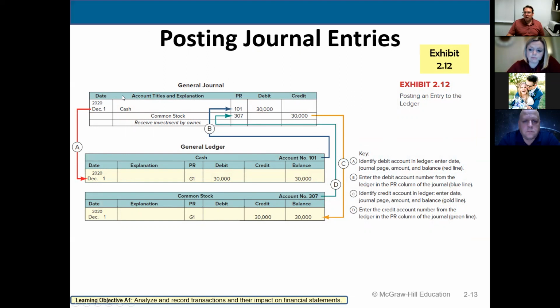And so if you think about it, the journal is chronological. Each time we make an entry, we're going to record the date and which accounts are changing and how much they're changing and in which direction. And then the general ledger is, instead of being listed by date, listed by account. And so it's the balance of each account. Okay.